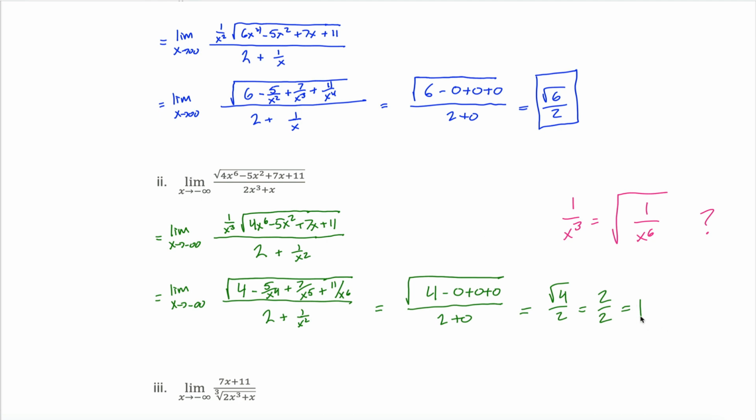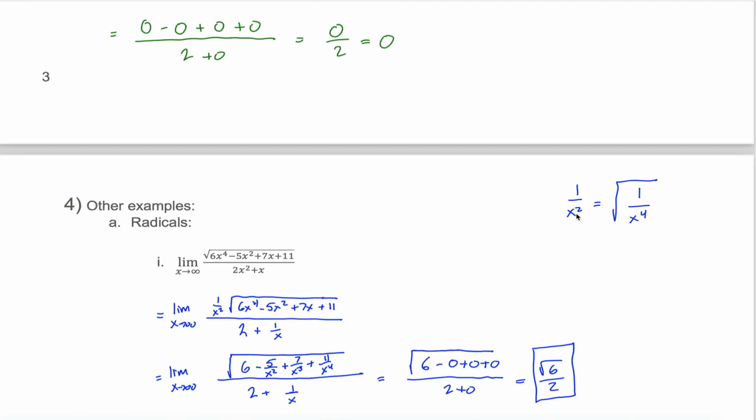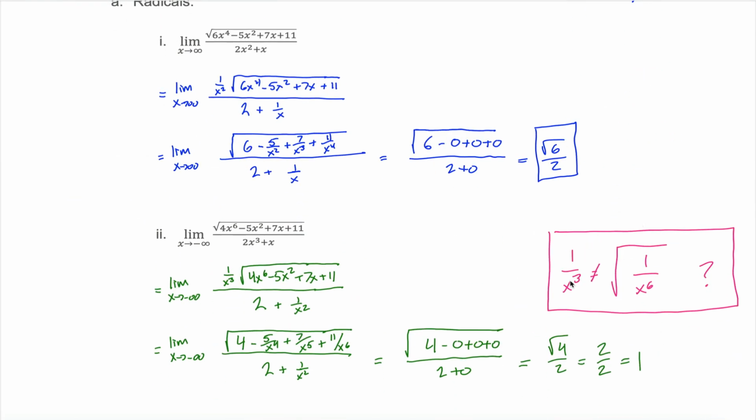So what's going on here? Where did our algebra fail us? Well, it turns out that what went wrong was this step right here. 1 divided by x cubed is not equal to the square root of 1 divided by x to the 6th. 1 divided by x squared is equal to the square root of 1 divided by x to the 4th, but 1 divided by x cubed is not equal to the square root of 1 over x to the 6th. Why? What's going on here?